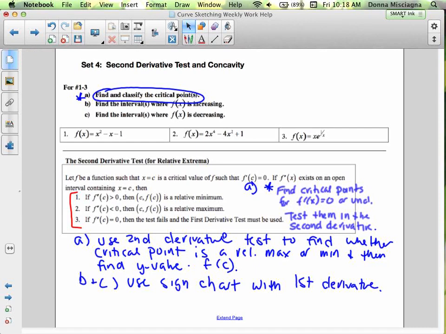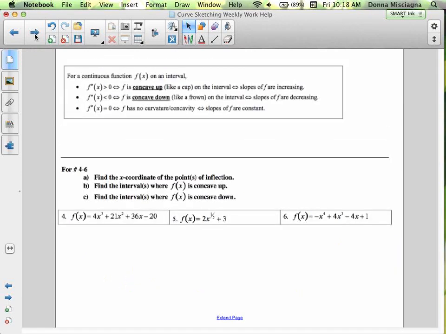All right, so that's this one. And the next ones, I think, are kind of similar. Is this the last one? No, second to last one. All right, so here you're finding points of inflection, concave up, concave down.